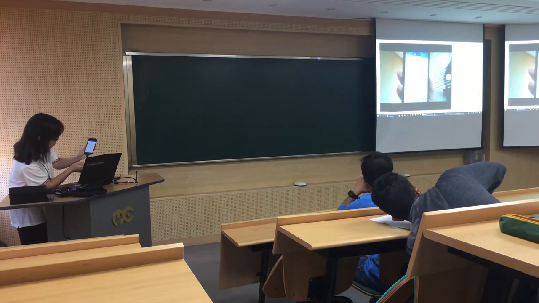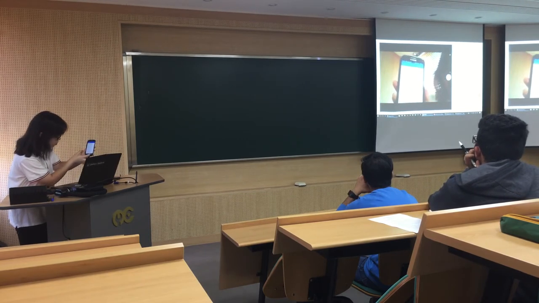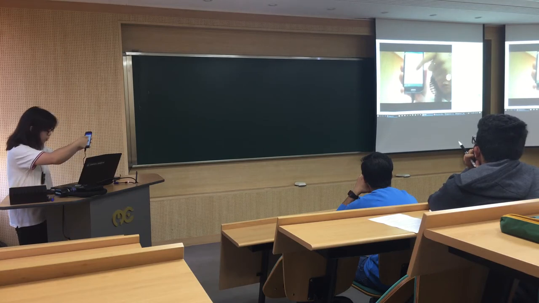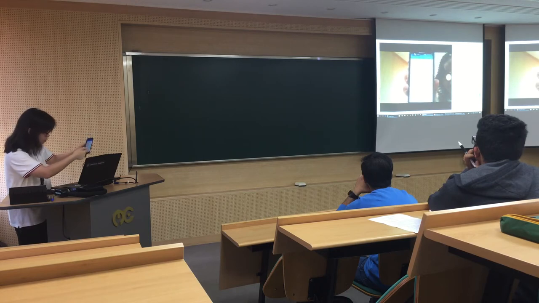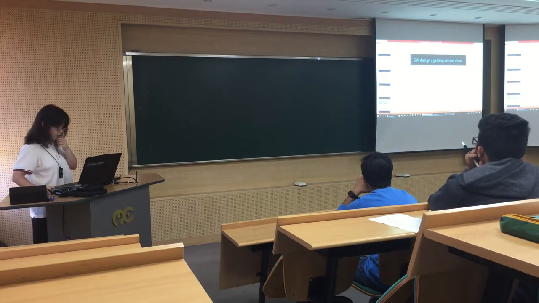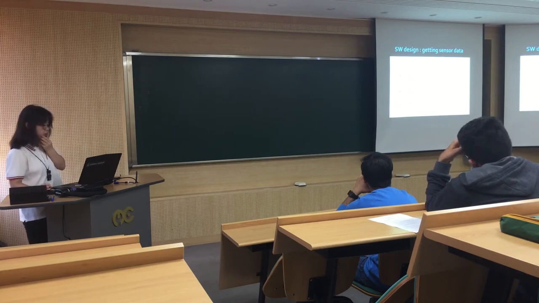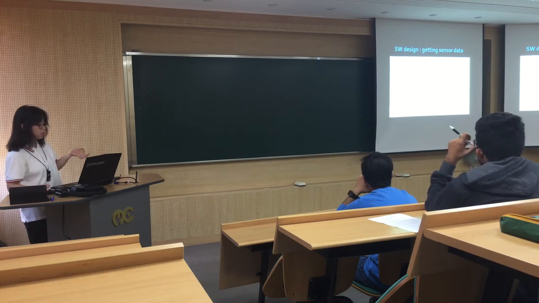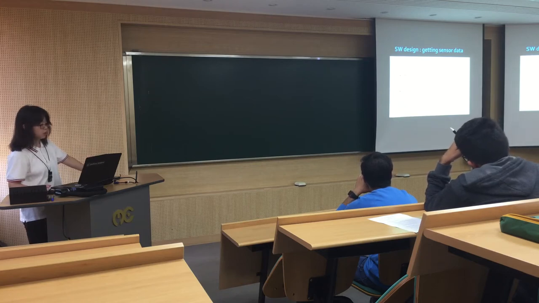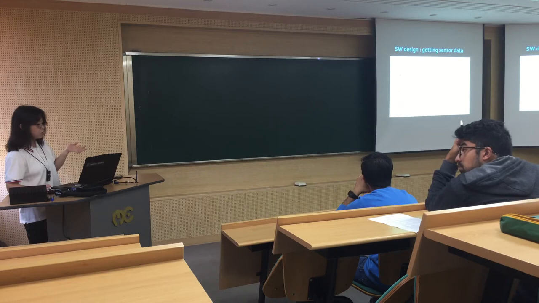you can see the file for this. This is your accelerometer data on your cell phone. First one is software design. You start the app and touch the start button, then getting the sensor data on the background. You can get the data while your screen is off or while you use another app.